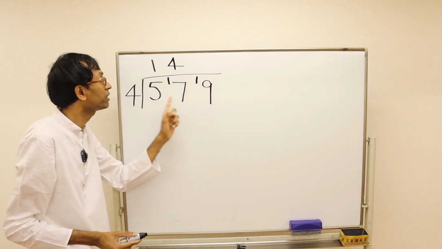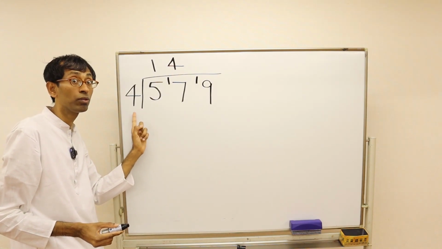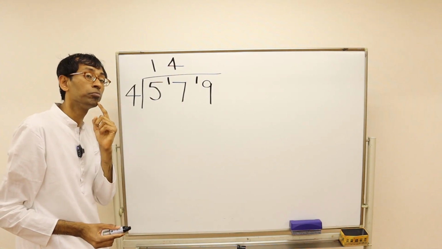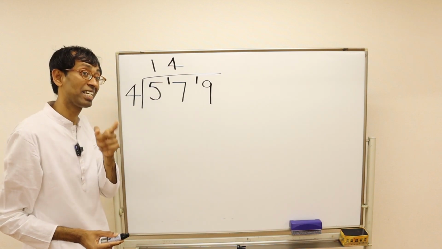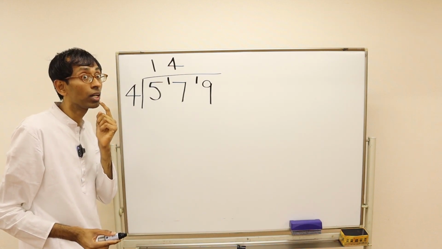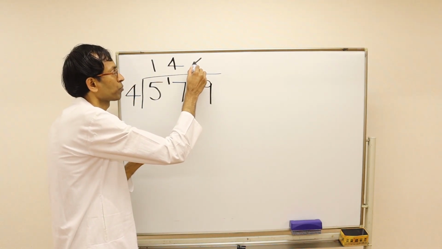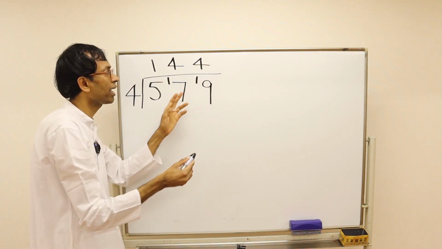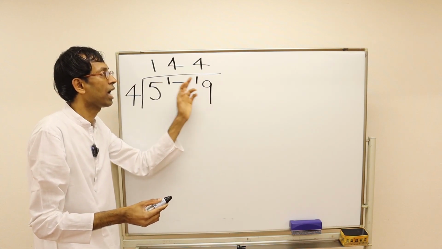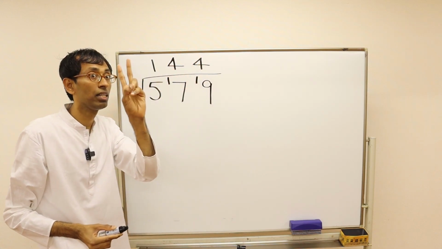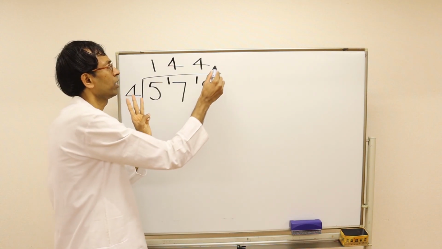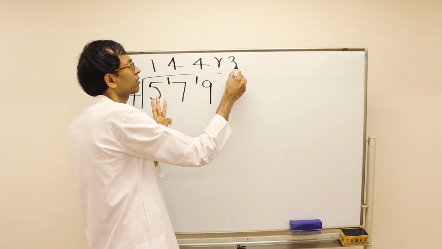So 19 divided by 4. So how many 4s are there in 19? 4 4s are 16. Okay, no. 4 4s are 16. Good. Now you gave 16 away from 19. Still, how much is remaining? 3 remaining. You write the remainder as 3.